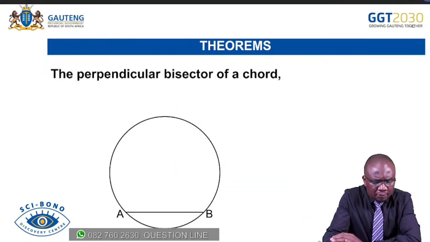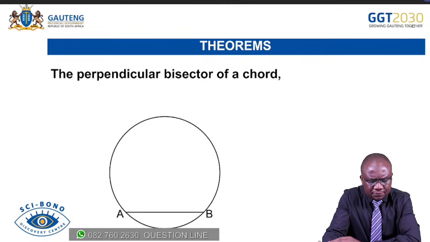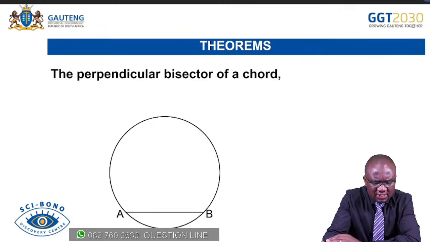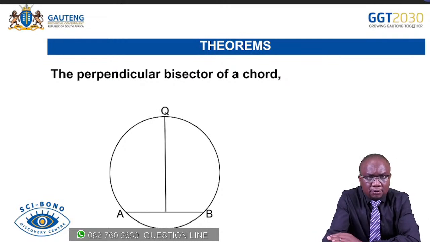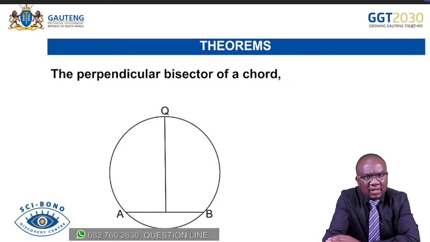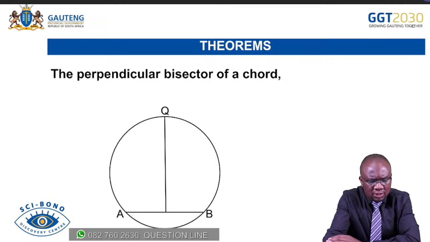The perpendicular bisector of a chord. This one we are not going to do the proof. You must know how to apply this theorem. So the perpendicular bisector of a chord, what does it do?